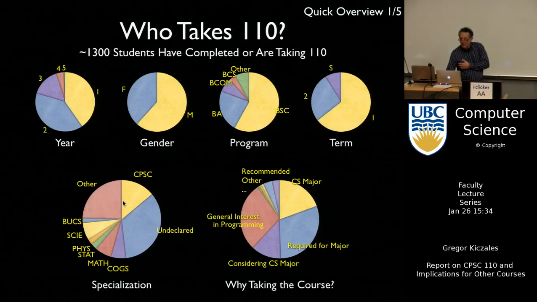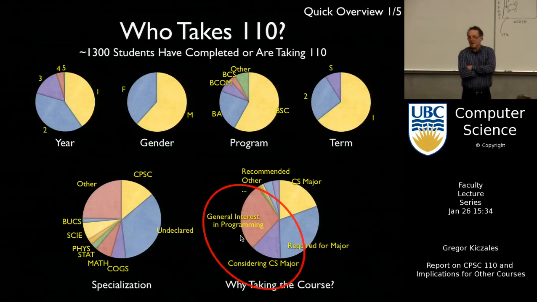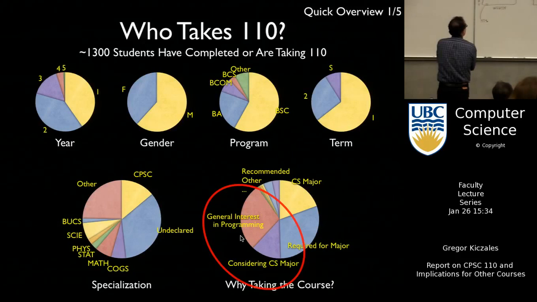This number I think is the most interesting. At the time they take the course, about 40% are in the looking around, I'm not too sure what I want to do next category. And I think that number is something that we targeted in our thinking about the course.